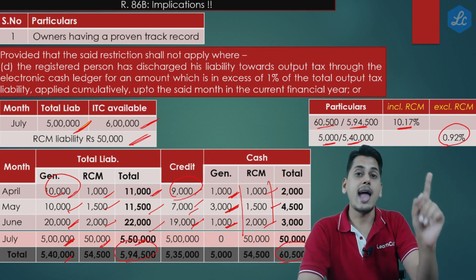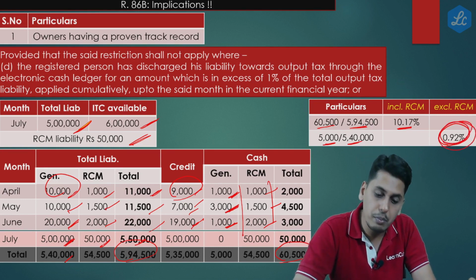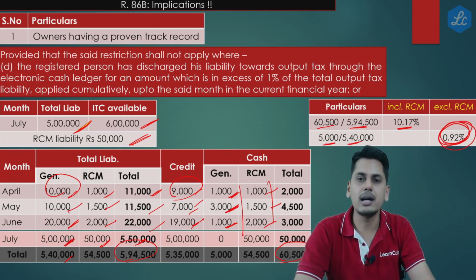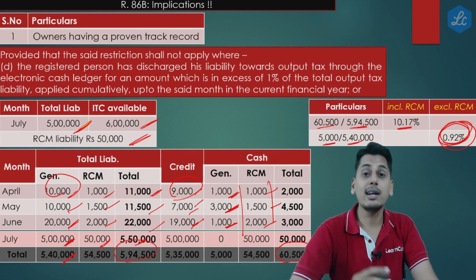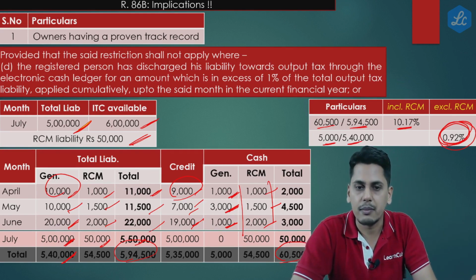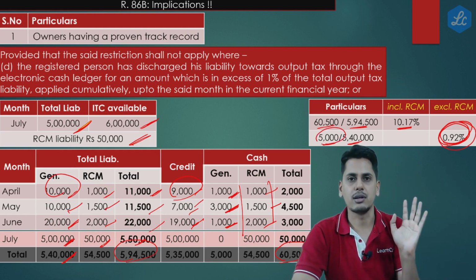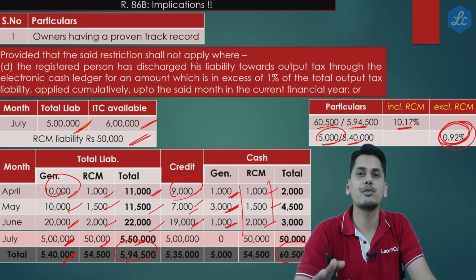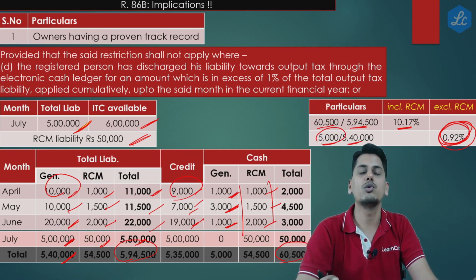So therefore, I have to make some payment from my electronic cash ledger, to the extent I am going to meet the shortfall. So friends, total liability is 5,40,000. 1% of 5,40,000 is 5,400. How much have I already paid through cash ledger? 5,000. 400 rupees normal liability, I will pay it from my cash ledger. If I pay so, it is a valid and sufficient compliance of Rule 86B.